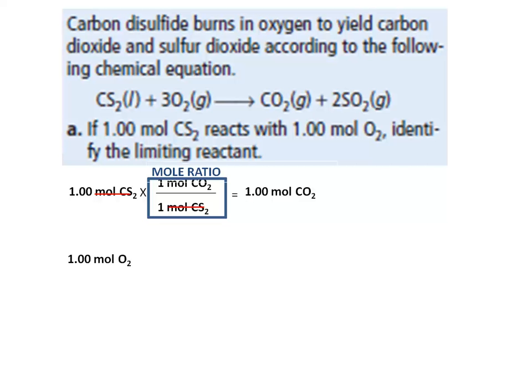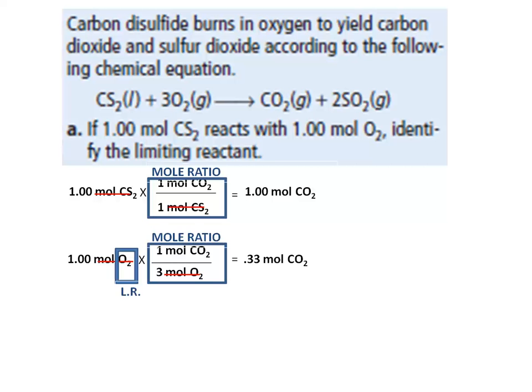I choose the other reactant, which is O2. We have 1 mole of O2 that's given in the problem. The mole ratio is a 1 to 3 ratio. The moles of O2 cancel, and we're left with 0.33 moles of CO2. So based on that information, the one that produces the least amount is the limiting reactant, which is O2, and the CS2 is the excess reactant.